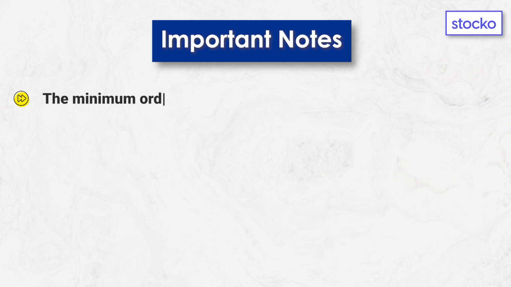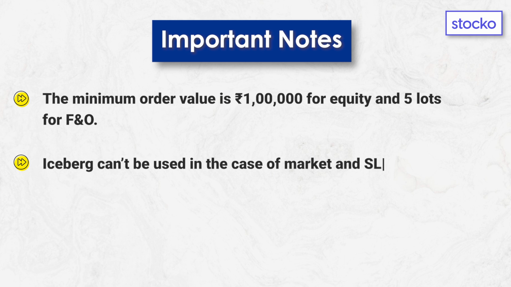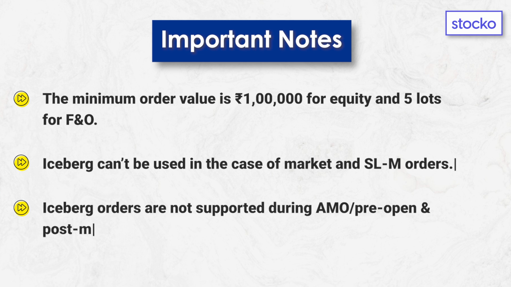The third point is, the minimum order value is 1 lakh for equity and 5 lots for F&O. The fourth point is, iceberg orders cannot be used in the case of market orders and SLM orders, stop loss at market orders. And the last point is, iceberg orders are not supported during AMO, pre-open and post-market sessions.